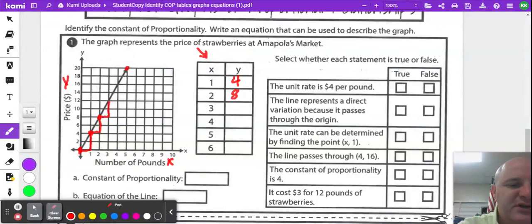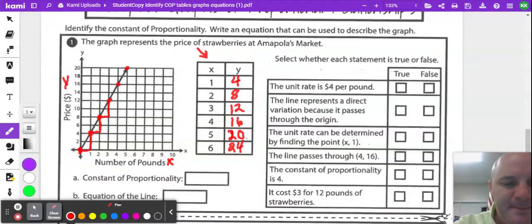And we just keep doing that, over 1 to the right, up 2. Now we're at 3 pounds of strawberries costing $12. You can see the pattern that's starting to develop: the Y is increasing by $4 every time. So I don't have to keep drawing those little steps, although you can see it. But 4 pounds is going to be $16, 5 pounds is going to be $20, and 6 pounds is going to be $24. Now we filled out that table, which is nice.